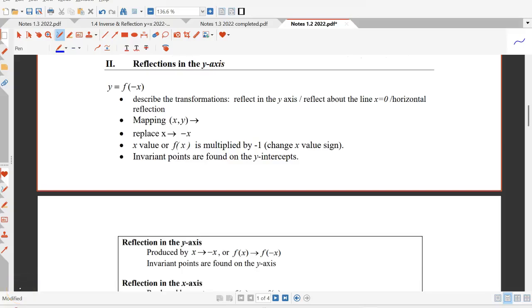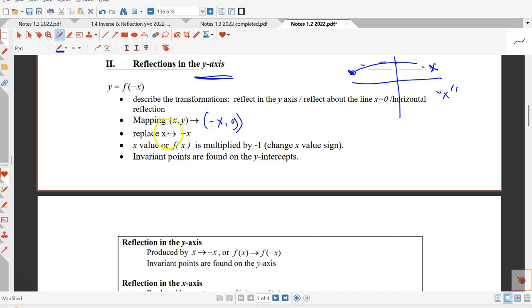Okay, in this video, we're going to look at reflections over the y-axis. If I have a point over here, it's going to reflect over the y-axis over to this side. It's the x value that changes from positive to negative and vice versa. And so with mapping notation, the x value changes.